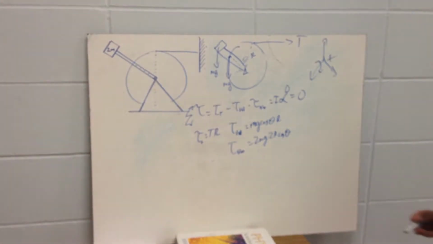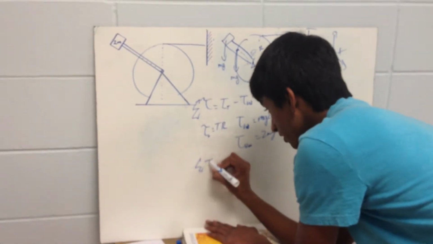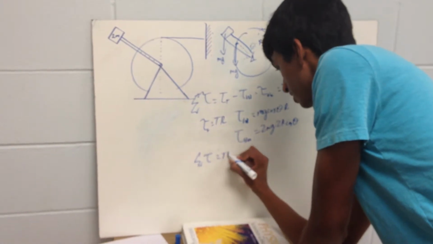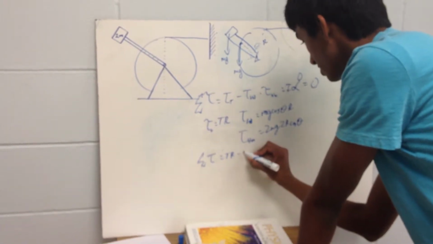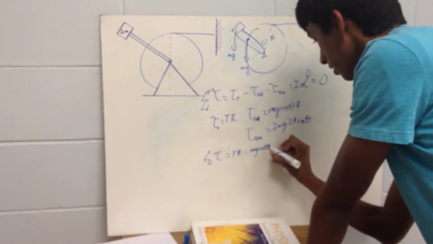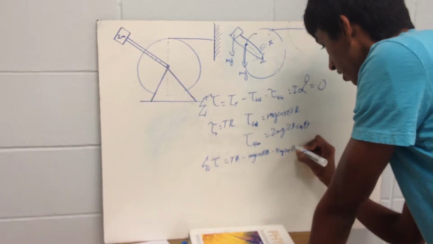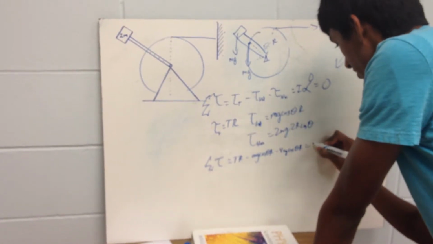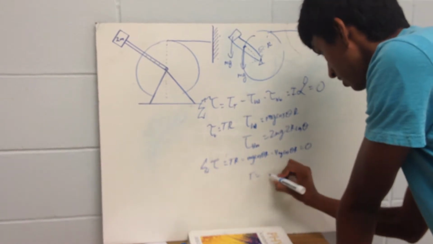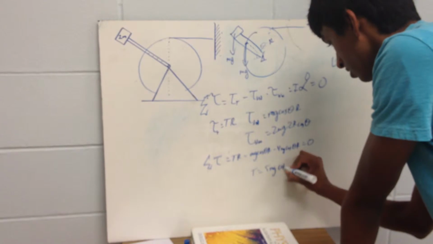Okay, so now if we rewrite those all in, we're going to have sum of the torques equals torque of tension, which is Tr, minus mg cosine theta r, minus 4mg cosine theta r, equals 0. So now if we just solve for tension, we get tension equals 5mg cosine theta.